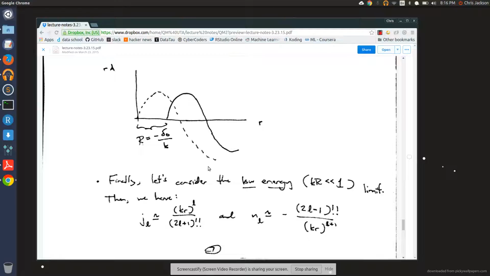Okay, so finally, I want to show you that in the low energy limit, we only have to consider the first couple values of L. All right, so in this case, we're in the low energy, right? So we always want to deal with dimensionless quantities.